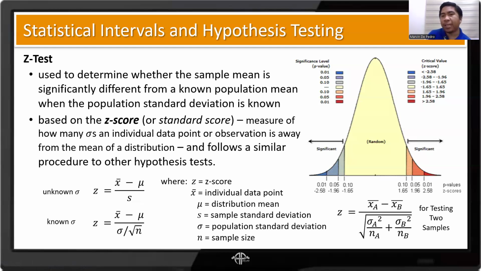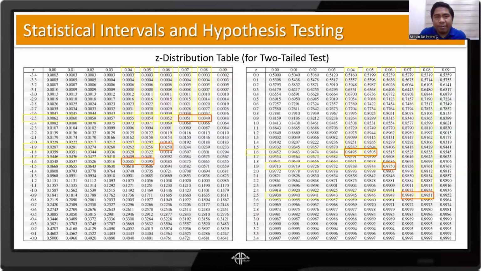If we have two sample tests, then one of the equations that we can use is this one. The A's represent the ones for sample or group A, while all the B's refer to the ones for sample or group B. I think we have some sample problems in our handout. Usually in Z tests we use a Z distribution table.